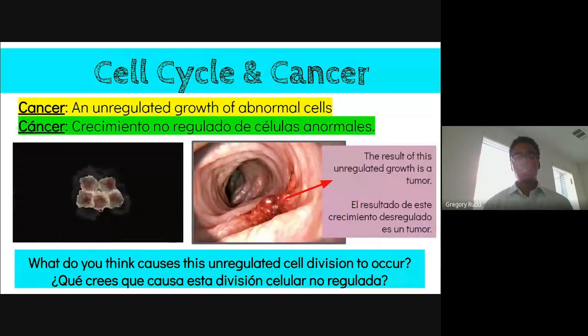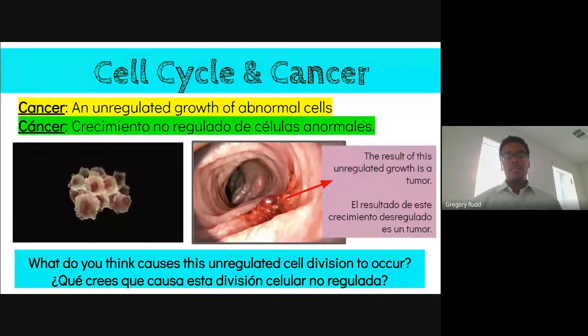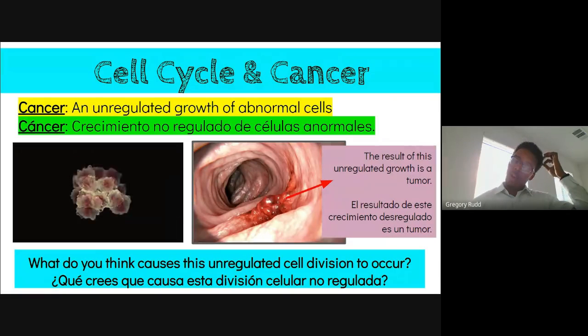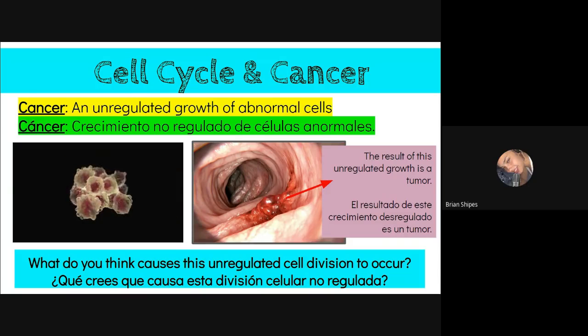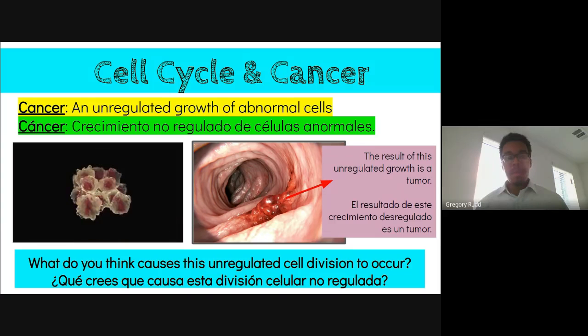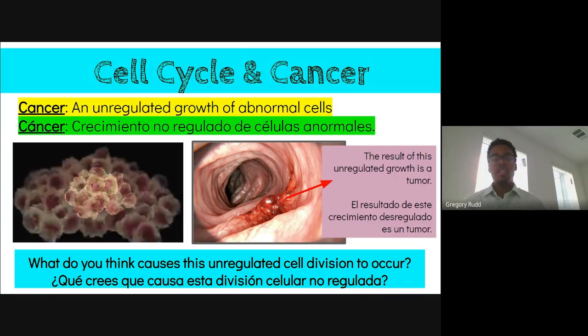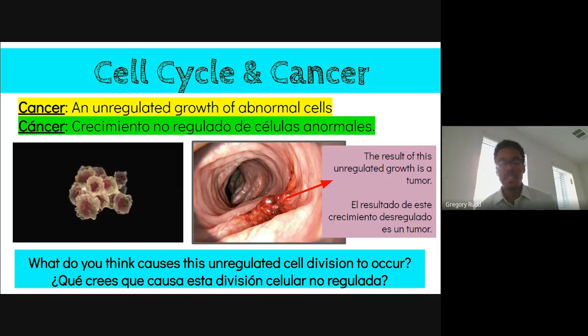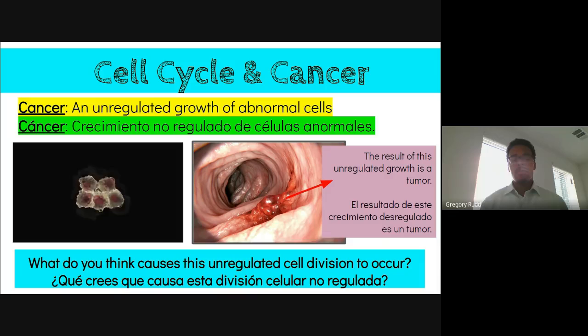Does anyone have any thoughts as to why this unregulated cell growth occurs? What causes this unregulated cell growth? Mutations. Okay, yeah, mutations are a big reason why. And so each cell, of course, has DNA. Each cell has an entire copy of the DNA, but each cell has its own unique DNA. And so sometimes some of the cells carry mutated versions of the DNA. And sometimes those mutations can lead to cancer. Good job. Good answer.